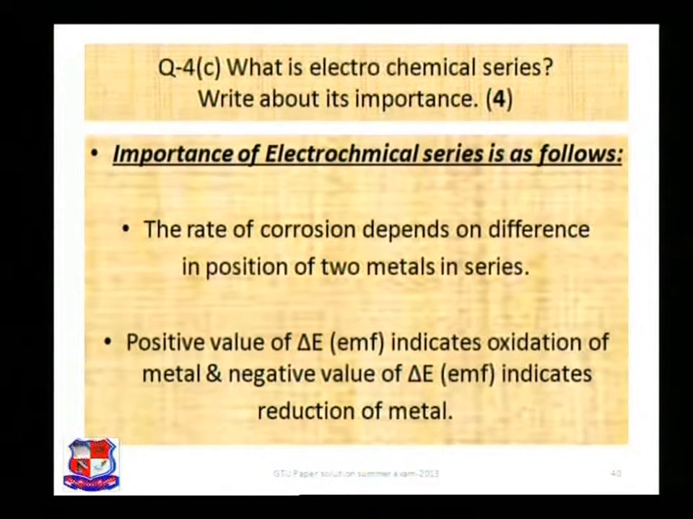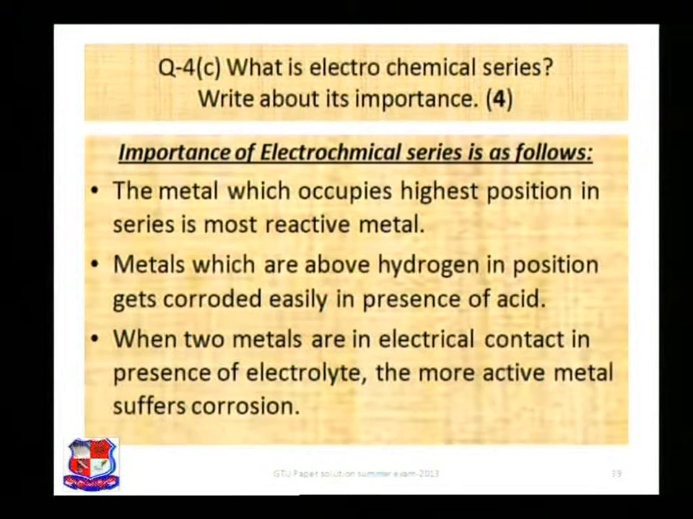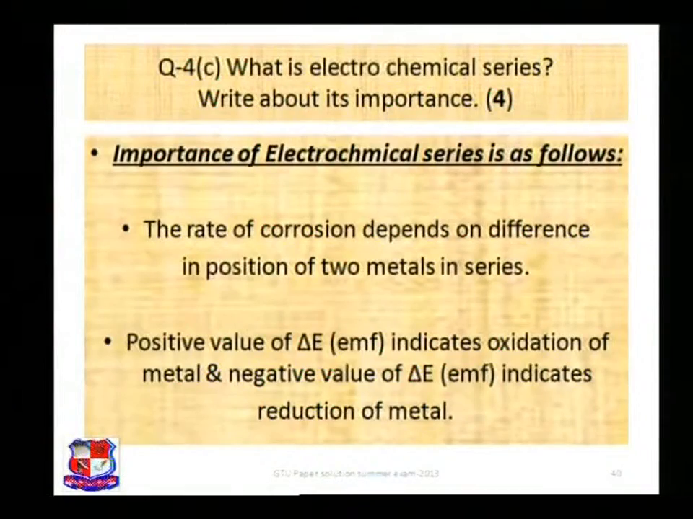In general, we have highlighted all the points on the importance of the series. The most reactive metal is the topmost metal in the series, that is, the highest position in the series. Second, metals which are above hydrogen in the series always get corroded in the presence of acid. When two metals are in electrical contact in the presence of an electrolyte, the more active metal suffers corrosion, and the rate of corrosion depends on the difference in position of the two metals in the series. A positive value of delta E indicates oxidation of the metal and a negative value of delta E indicates reduction of the metal.